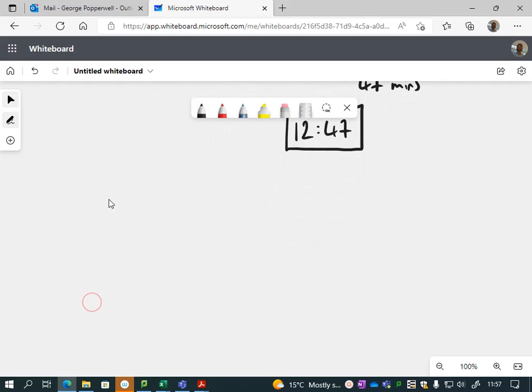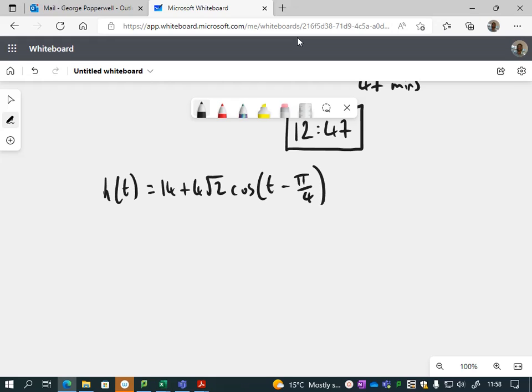For the minimum, it's going to be a very similar process. So my model representing the height of the boy is 14 plus 4 root 2 cos of t minus pi over 4. Okay. When does the minimum height of that boy happen? Well, again, think about this bit here. Think about cos of t minus pi over 4. Think about the range of that. Again, something like this. When's the minimum going to occur?